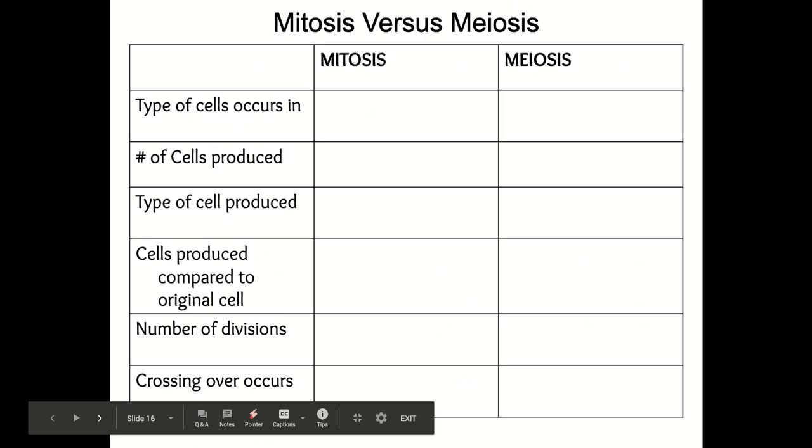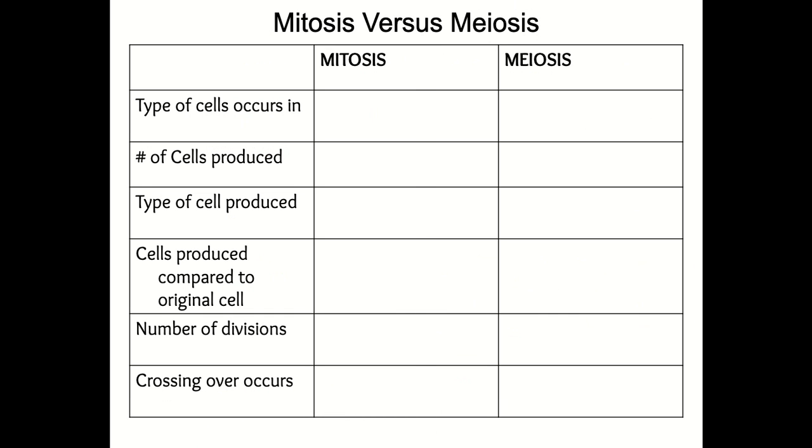We're going to look quickly over the difference between mitosis and meiosis. So the type of cells for mitosis is body cells. It's going to happen in your skin cells, bone cells, muscle cells, stomach cells, everywhere. Meiosis only happens in germ cells, only sperm and egg. Number of cells produced, that's going to be 2. Meiosis, that's going to be 4.